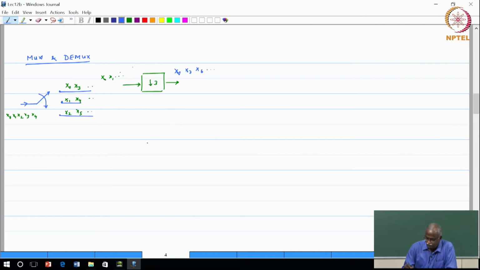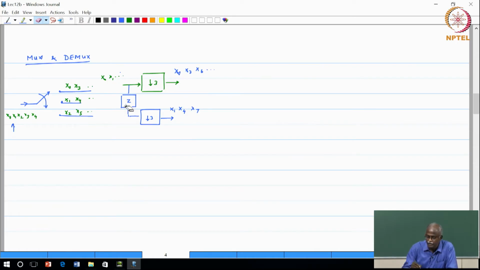Let us try both. If I do an advance operation, then what happens? Originally this was the origin. If I do an advance operation, the origin shifts to the right. Which means what comes into the downsampler at the 0th index is x1, and if I now downsample by a factor of 3, this will be x1, x4, x7 and so on. So, it is not a delay element, but actually an advance element.